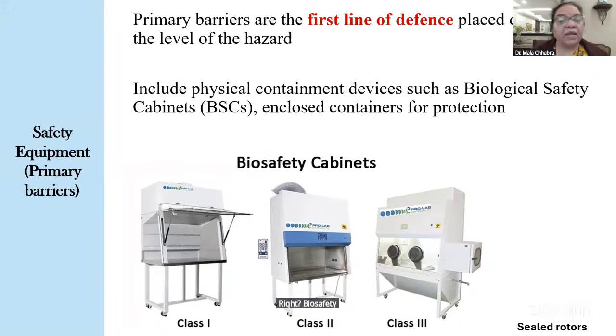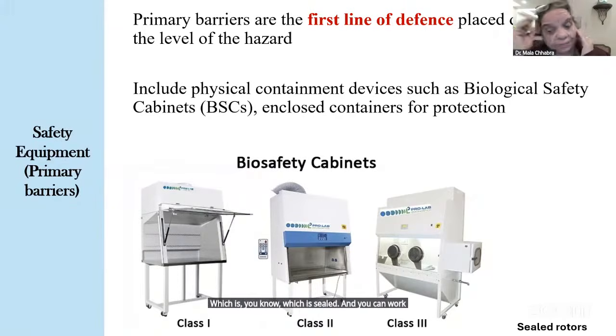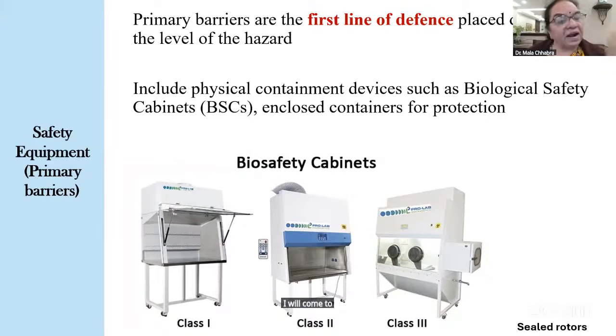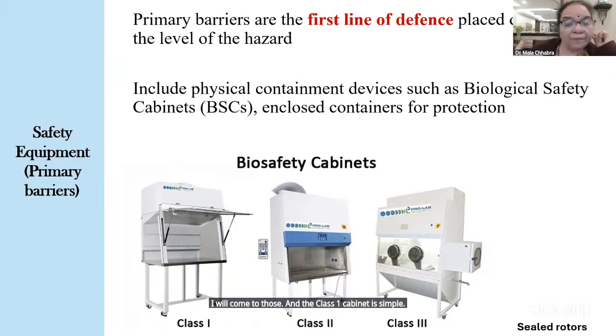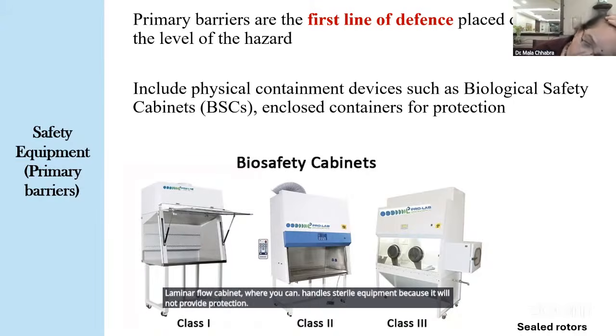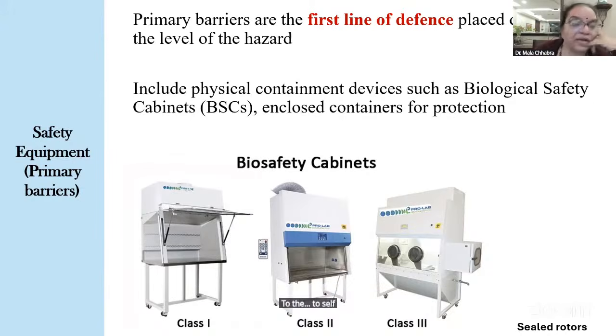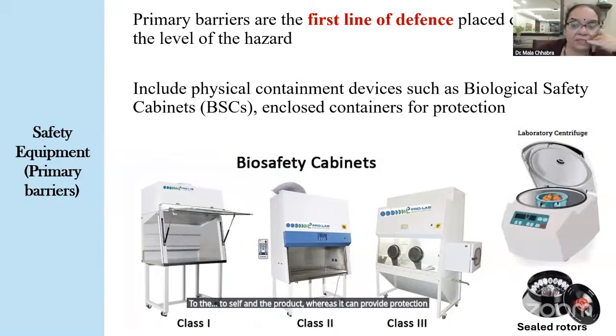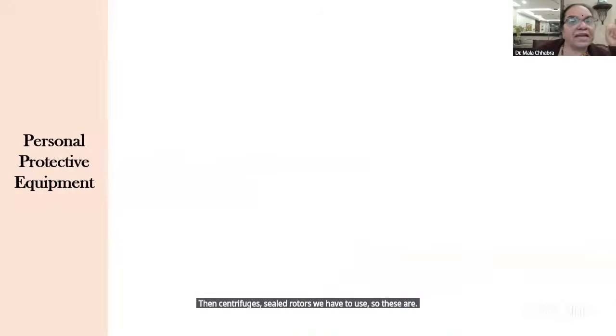Biosafety cabinet 3 here is an enclosed cabinet which is sealed, and you can work in these sealed cabinets. So generally we are using class 2 biosafety cabinet. They are further classified. I will come to those. And the class 1 cabinet is a simple laminar flow cabinet, where you can handle sterile equipment because it will not provide protection to self and the product, whereas it can provide protection to the environment. Then centrifuges, sealed rotors we have to use. So these are the first line of defense.